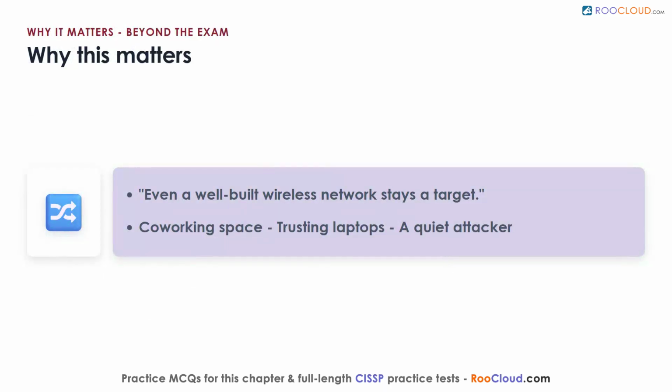Why does this matter beyond the exam? Because even a well-built wireless network stays a target. Picture a co-working space full of freelancers who trust whatever network their laptops remember. An attacker in the corner can quietly impersonate a familiar network and harvest sessions all afternoon. When you know how each of these attacks works, you can spot the warning signs, coach your users, and place the right detection so the corner attacker never gets that afternoon.